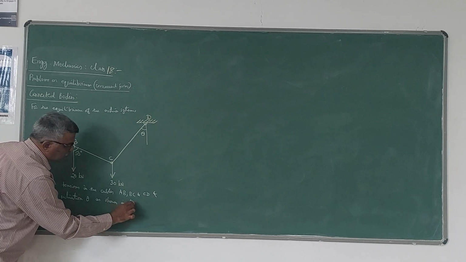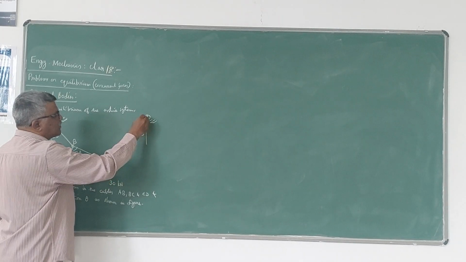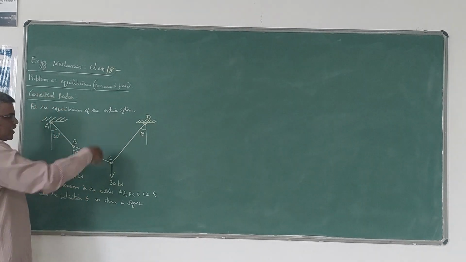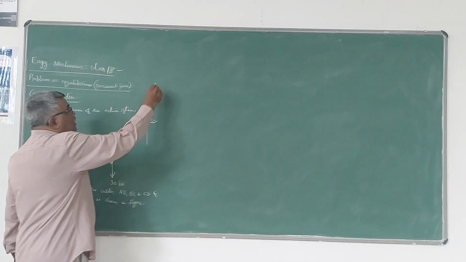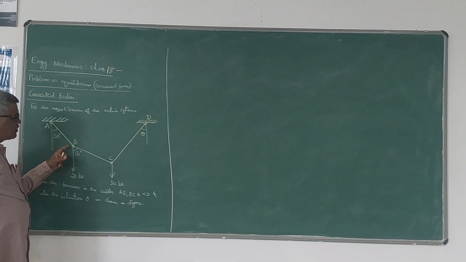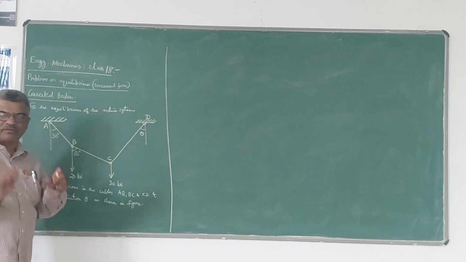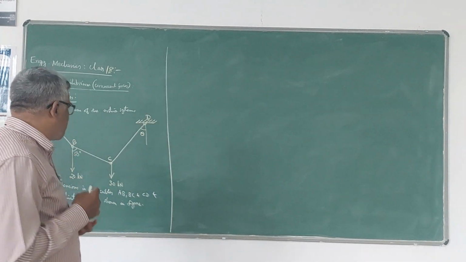So there are four unknowns here. Theta is the angle made with the vertical at D by the cable CD. The four unknowns are the tension in this cable, this cable, and this cable, and also this theta. So four equations will be required to analyze this problem.